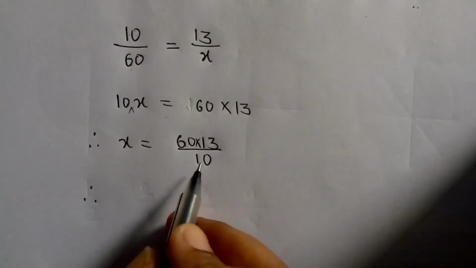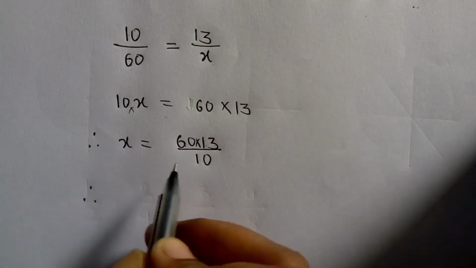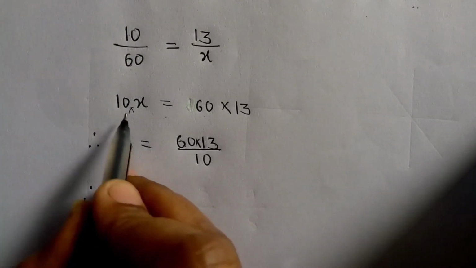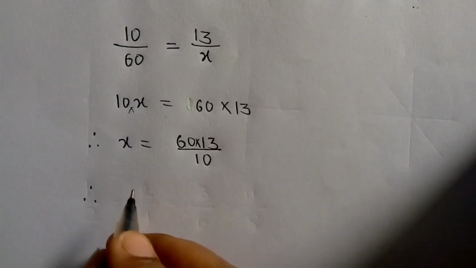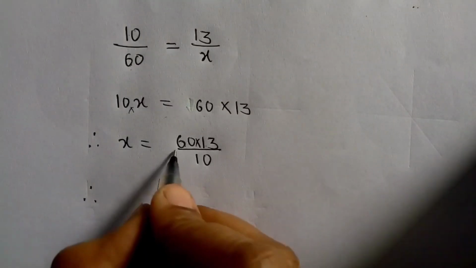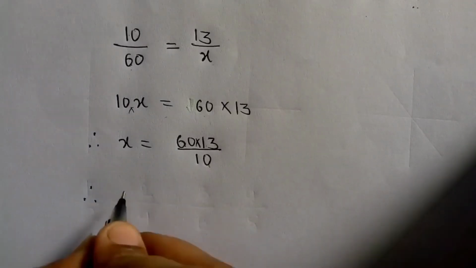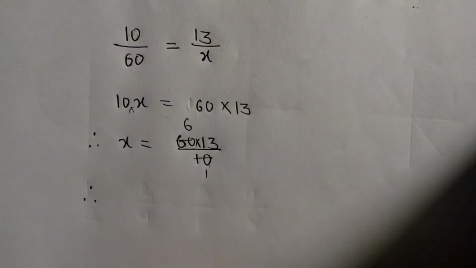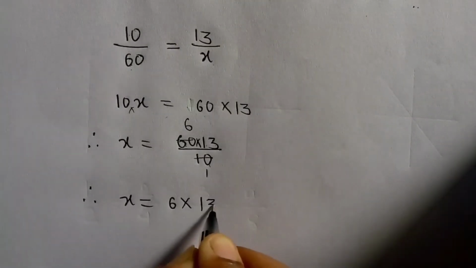Very simple it is. See, in the equation chapter last year you have seen all these steps. We have taken 10 to this side. It was already multiplied, so it is divided on this side. Now we will divide it. 60 divided by 10, how many? 10 ones are 10, 10 sixes are 60. So it will be x is equal to 6 into 13.